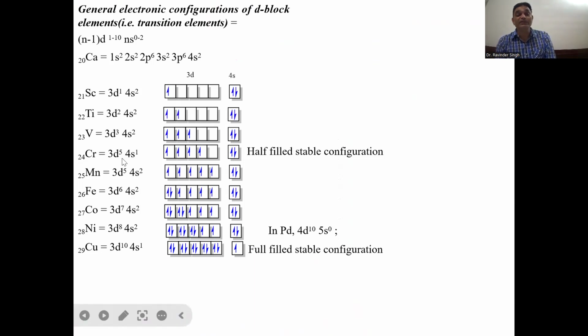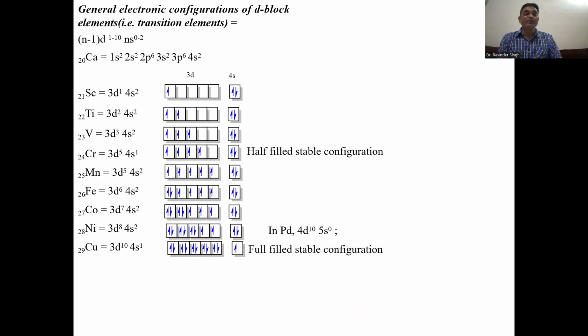You have to write it in your examination. What is the valence configuration for chromium in a competitive exam? You will tick 3d5 4s1 for chromium, for palladium you will tick 4d10 5s0, and for copper you will tick 3d10 4s1.